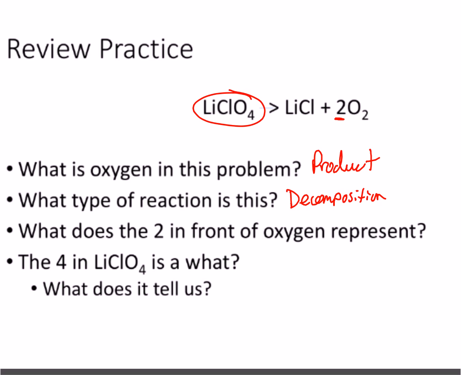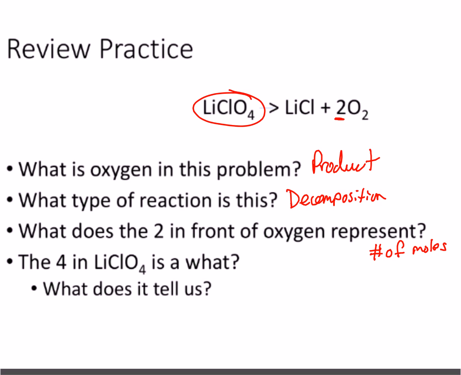Folks, oxygen, the 2 in front of oxygen represents the number of moles. That is what coefficients represent. That's why we can balance our equation, because we change the number of moles. We don't change their subscripts in a compound unless we're predicting. When we balance, we change the number of moles.